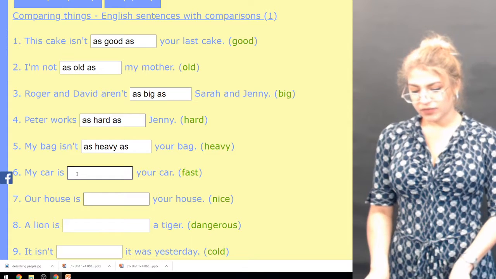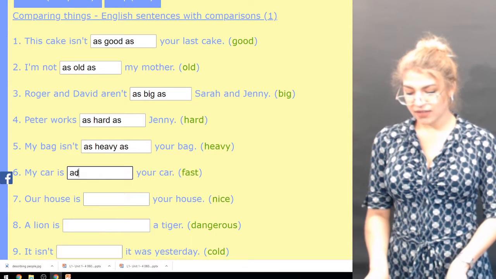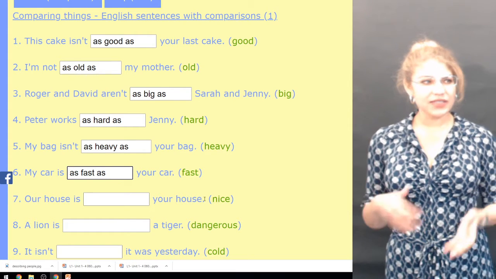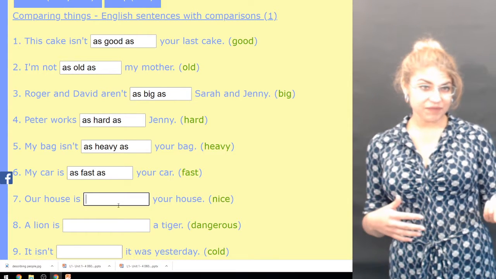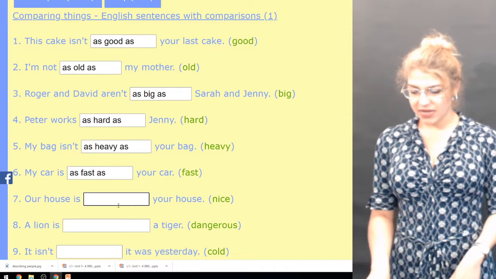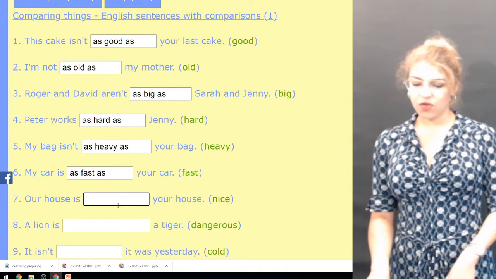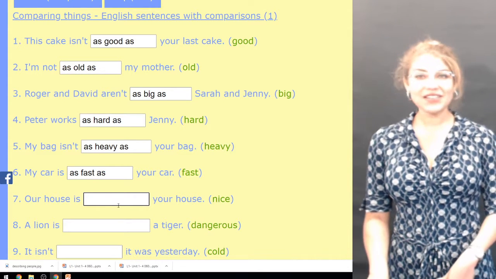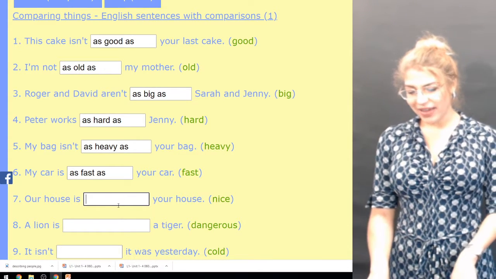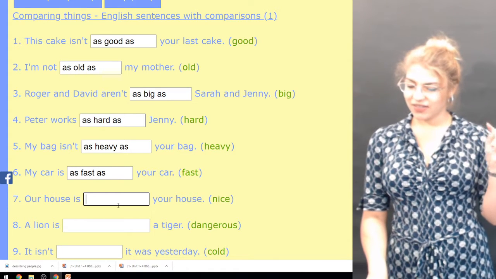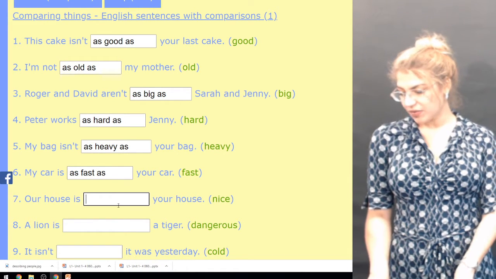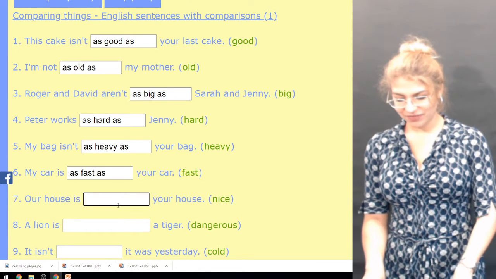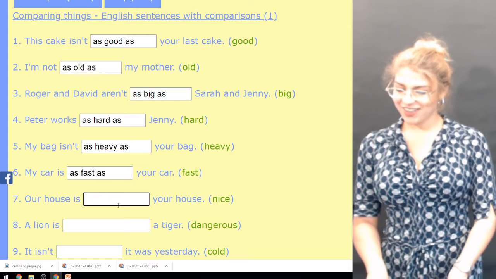Number 7. Our house is nice. Now, nice is a good word because it can mean como amable, or it can mean bonita or pretty or something like that. Lindo también. So my house is as nice as your house. Excellent job, Miss Carlita.